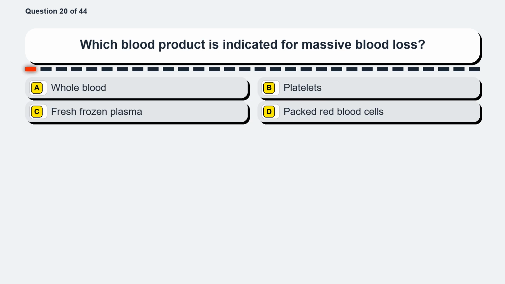Question 20. Which blood product is indicated for massive blood loss? Option A, whole blood. Option B, platelets. Option C, a fresh frozen plasma. Option D, packed red blood cells.